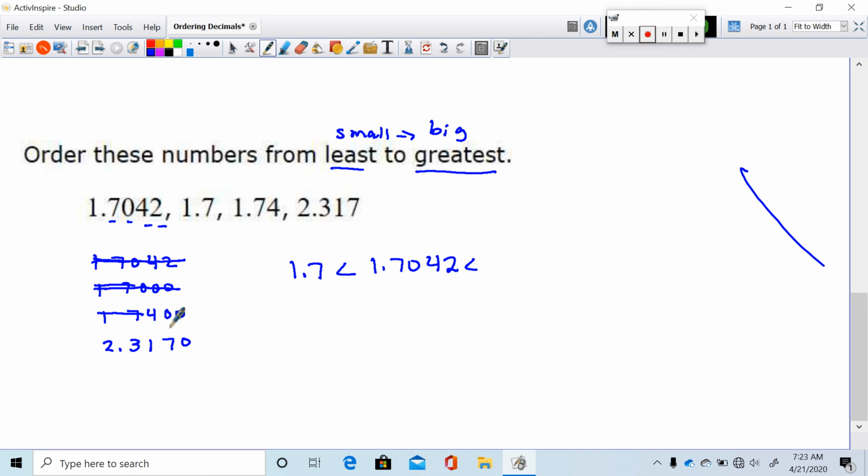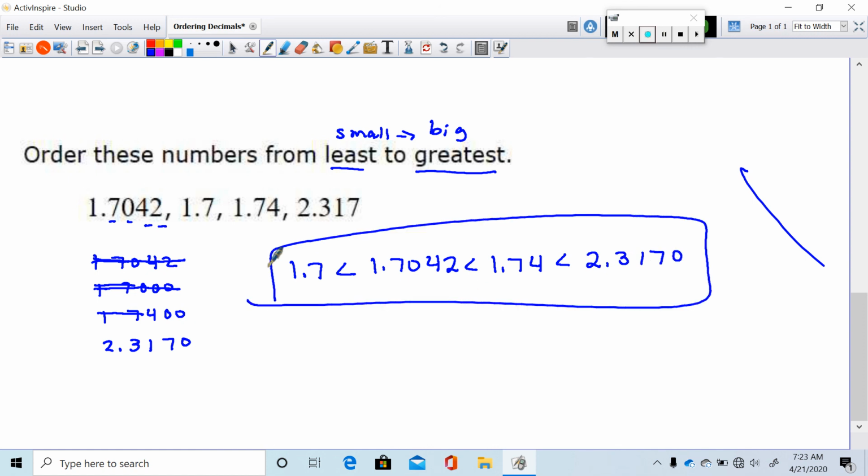And then that means the third number on the list comes next. And the one that began with a 2, I forgot to erase that decimal point, sorry about that. 2.3170 is actually the greatest number on the list. You have to make it look like the original problem, and it didn't have that ending 0. So that's the correct way to write that.